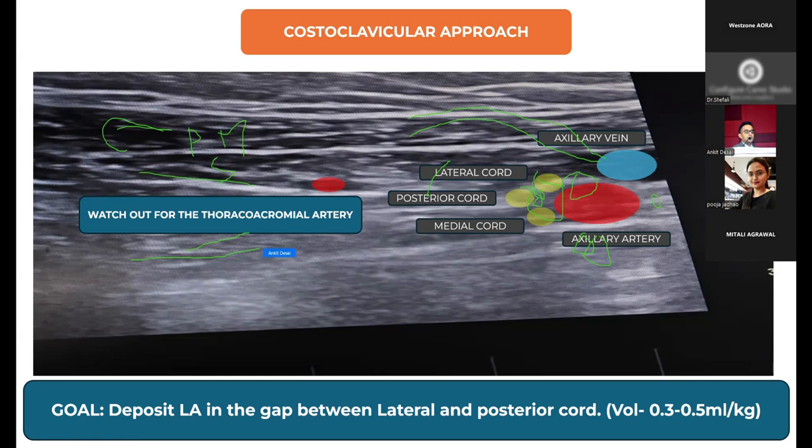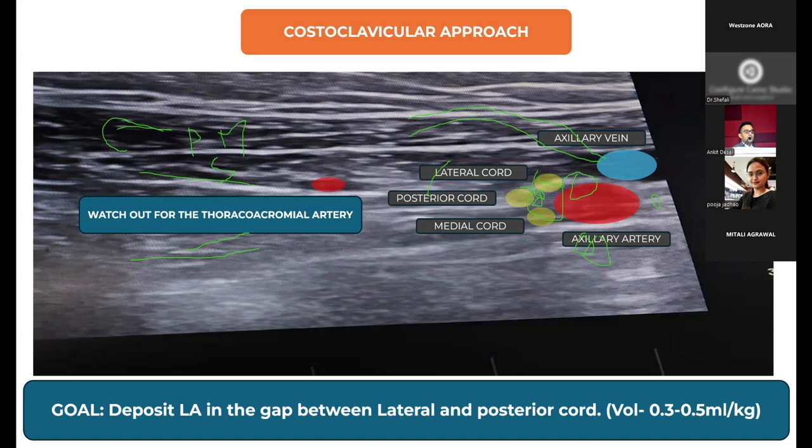Any other person has any points besides this? Sir, I want to ask one question. In a costoclavicular block, the posterior cord and the medial cord lie in one sheath and the lateral cord in the other sheath. So if we put the needle tip in between the cluster, does it help to block all three cords, posterior, medial, and lateral?